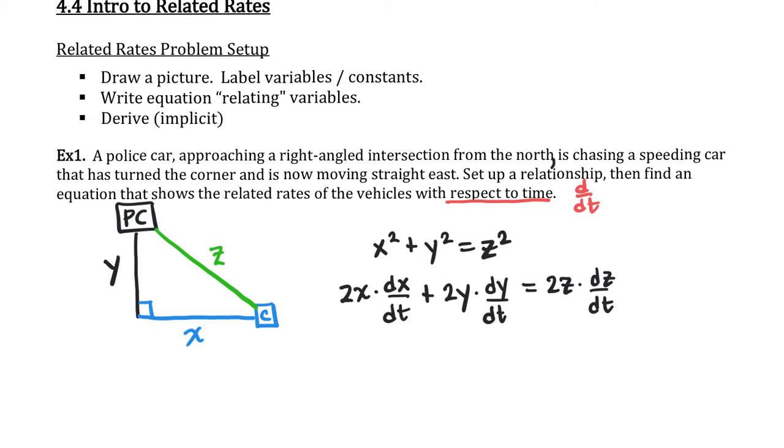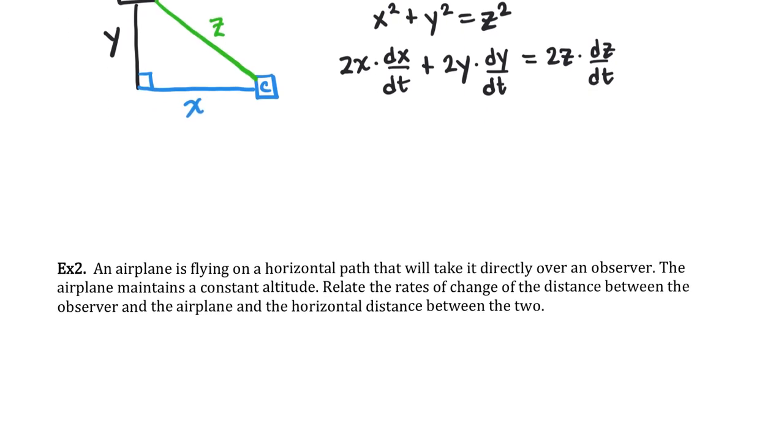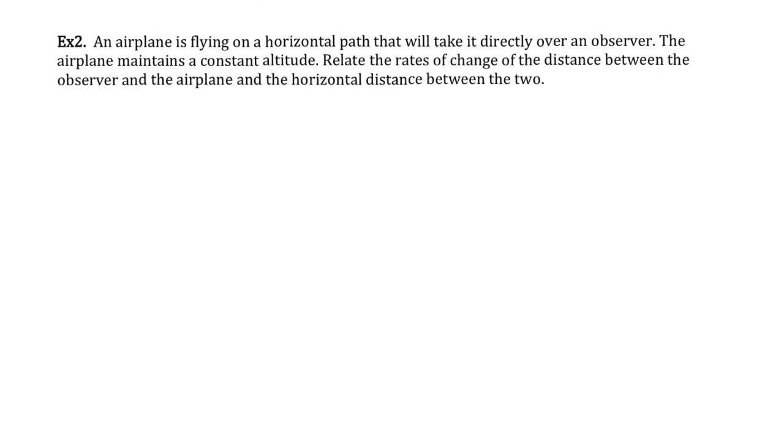Okay, let's go ahead and consider another problem and try to set it up the same way. Okay, example 2. An airplane is flying on a horizontal path that will take it directly over an observer. So where's my airplane? Okay, here's my airplane. He's flying on a horizontal path, and it's going to take it directly over an observer. So there's my observer down here somewhere. Something like that. The airplane maintains a constant altitude. So what is this? This is constant.